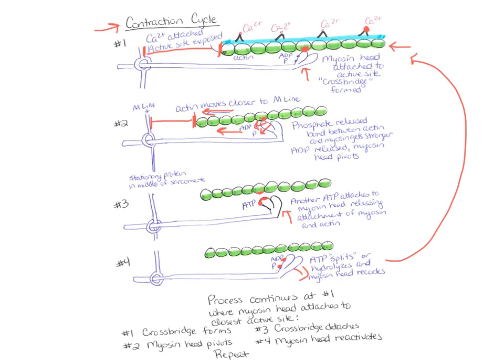Okay, so we just described all three processes. We described what happens at the neuromuscular junction, what the excitation contraction coupling process is, and then what this crossbridge cycle or sliding filament process is. So let's look at how the shortening of the sarcomeres can affect the muscle.